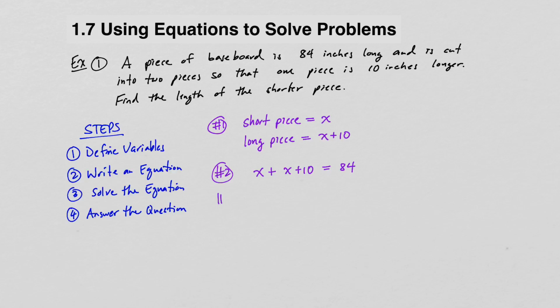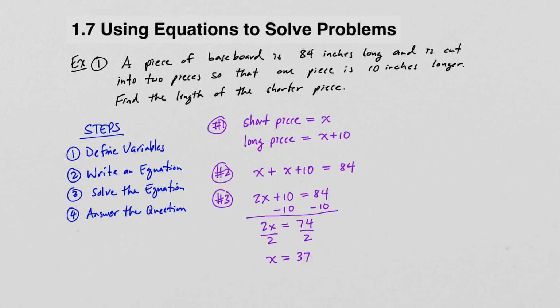In the 3rd step, now we just need to solve this equation. So combining like terms, X plus X is 2X, plus 10 equals 84. Subtract 10 from both sides. This gives us 2X is equal to 74. Divide both sides by 2, and X is equal to 37.